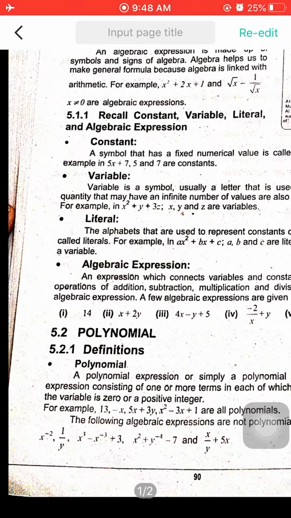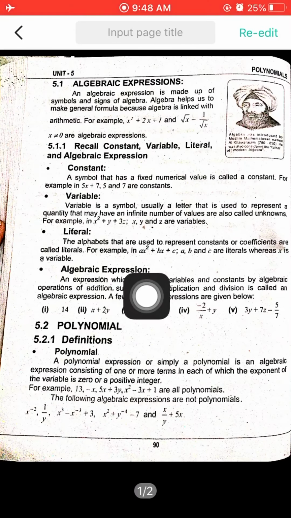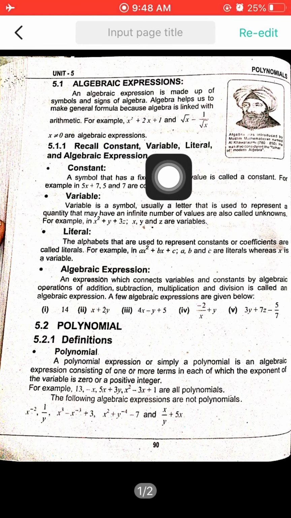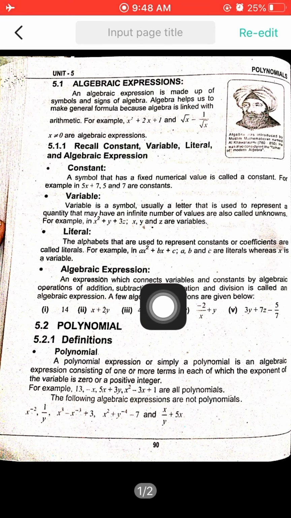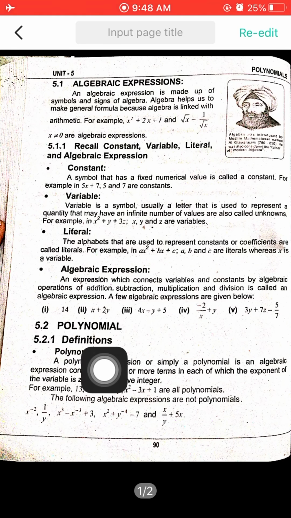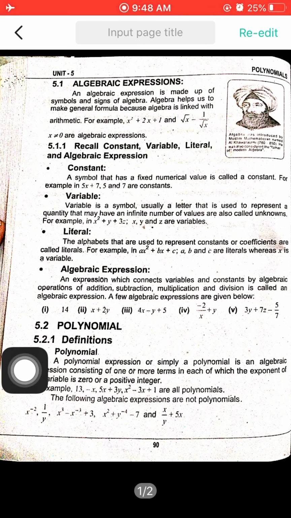That is called a polynomial. Students, today you will write the definitions of constant, variable, literal, algebraic expression and polynomial and send them to me.